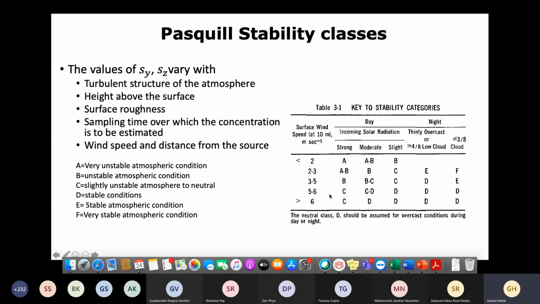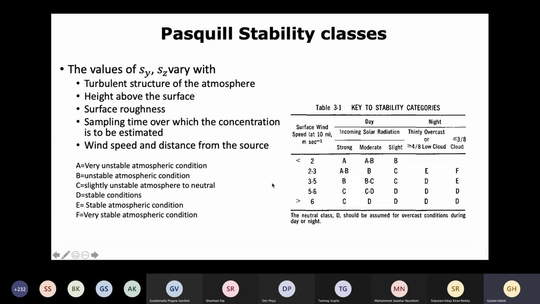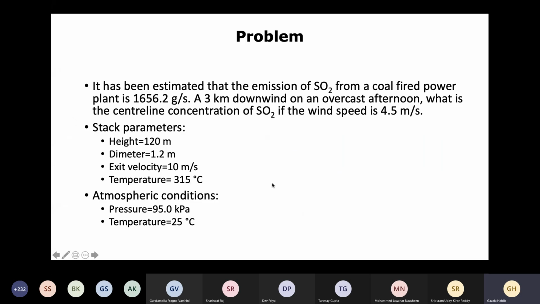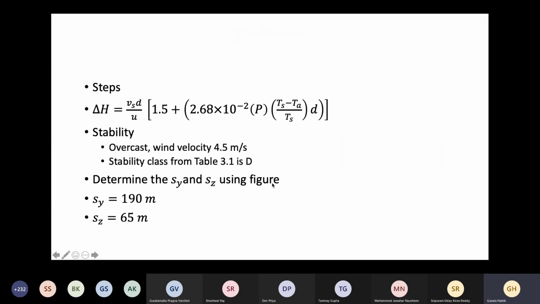I don't think it will make a significant change in your answer whether you consider C or D. Let's see. Maybe I can solve this example with C and D both, and then find out how much difference there is. So you can say D is the class.